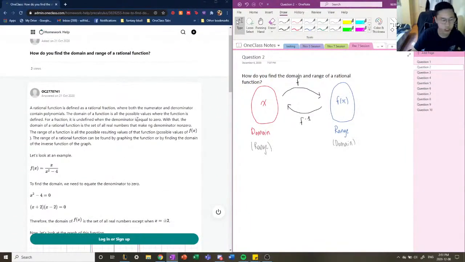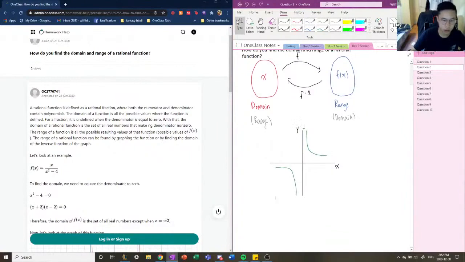So now let's address the problem itself. How do you find the domain and range of a rational function? If you were to graph out a rational function, this is what it would look like. I'm just going to do a general view. Let's say that this is x and the y-axis. Rational functions kind of look like this. They have two sides to them. There are parts of this graph where it's undefined, and we're going to try to figure that out mathematically.